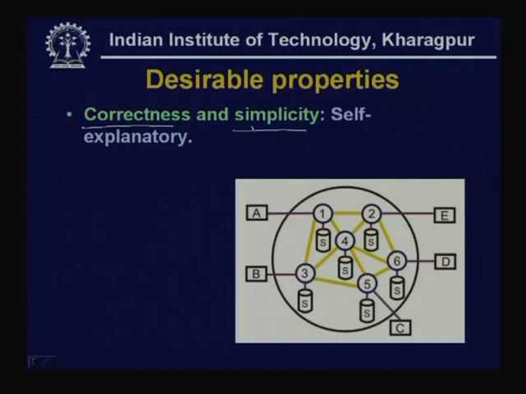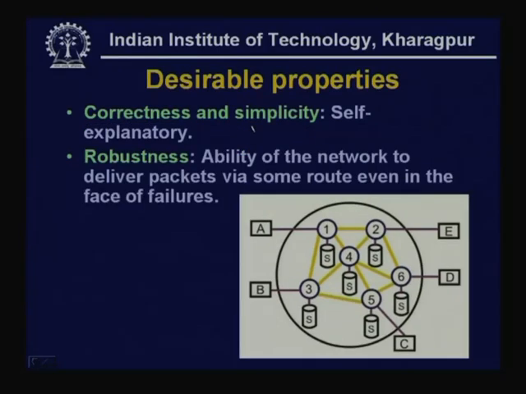So, these 2 terms are quite simple and easy to understand or self-explanatory, correctness and simplicity. Then comes the second important property, that is robustness. As you will see, the network is a queue of packets. The queue sizes keep on changing dynamically with time, and also there is a possibility of some node failures.